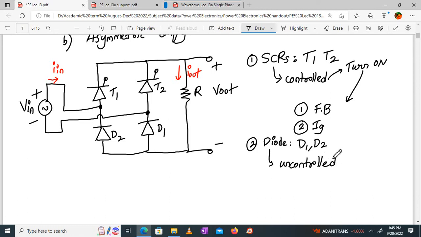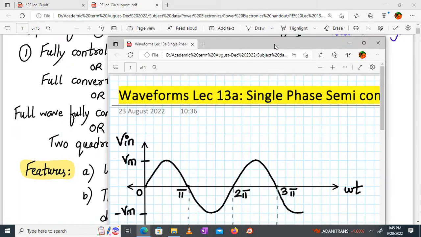Uncontrolled means there is no control over its turn on and turn off. Understood? So we have controlled SCRs along with uncontrolled diodes. Now we have to establish how this will work. For that we have to apply an AC input, and these are the waveforms. So let's start our discussion.